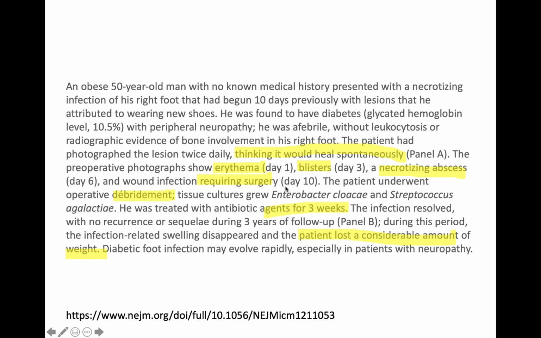So this is the glycated hemoglobin, the A1C is very high, 10.5. The ideal is less than 5 or 5.5.